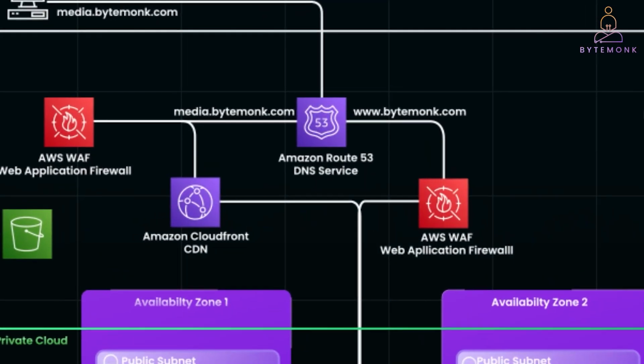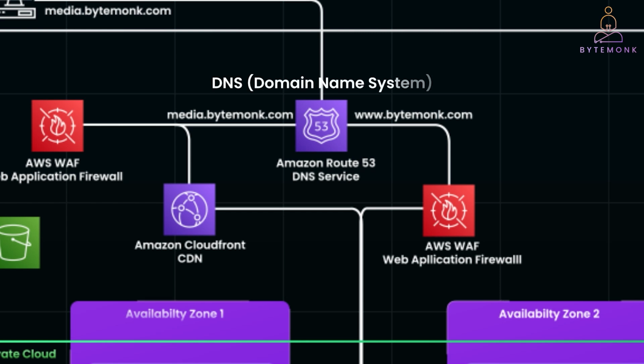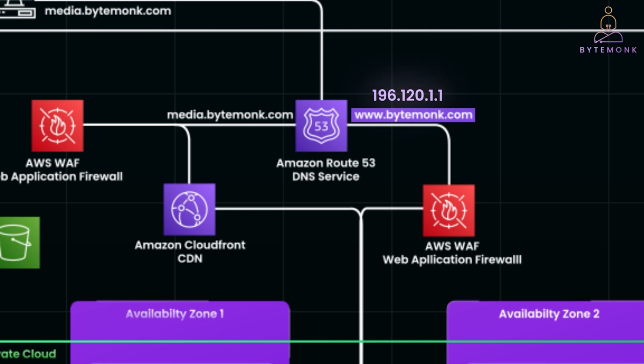Let's kick off with Amazon Route 53, which is AWS's DNS, or Domain Name System, service. Imagine this as the GPS of our app. So when a user types, say, www.bytemonk.com into their browser, Route 53 translates that URL into an IP address, directing traffic to our AWS infrastructure. It's fast, reliable, and can even route users to the nearest server based on their location, which is great for reducing latency. In real-life terms, think of Route 53 as a traffic controller, deciding which road, or in our case, IP address, a request should take to get to the nearest server for a faster response time.